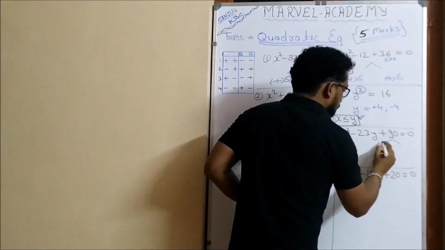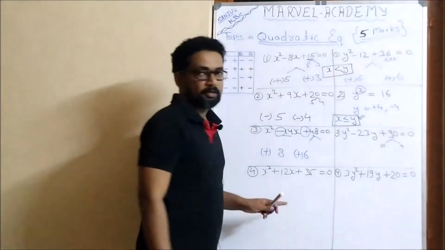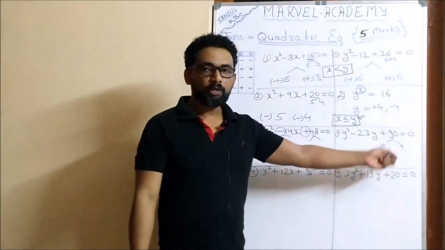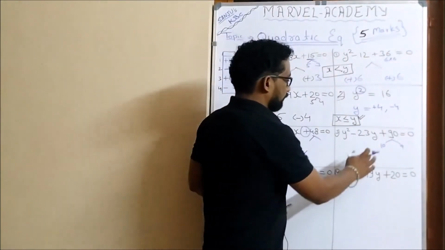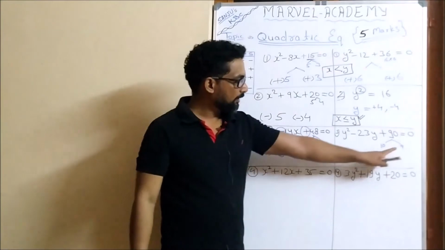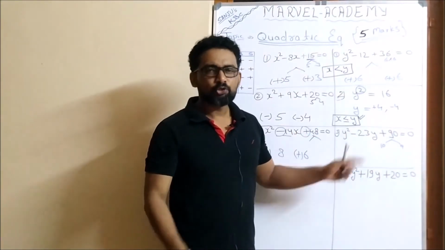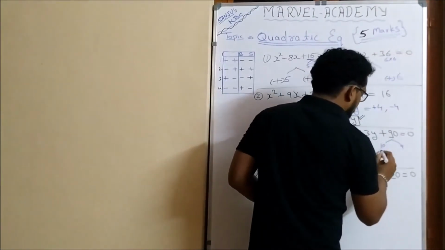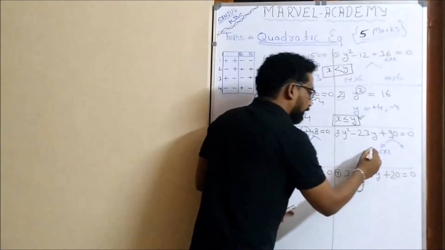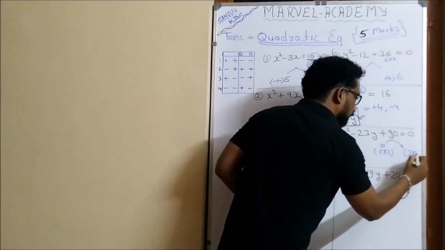90 can be 10 and 9. Okay, factor of 90 can be 10 and 9. 10 into 9 is 90, but while adding 10 plus 9 I get only 19, not the 23. Okay, so further I can write 10 as 5 into 2 and 9 as 3 into 3.